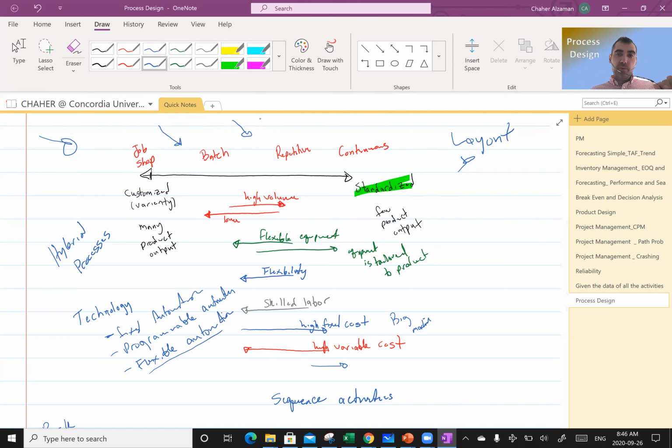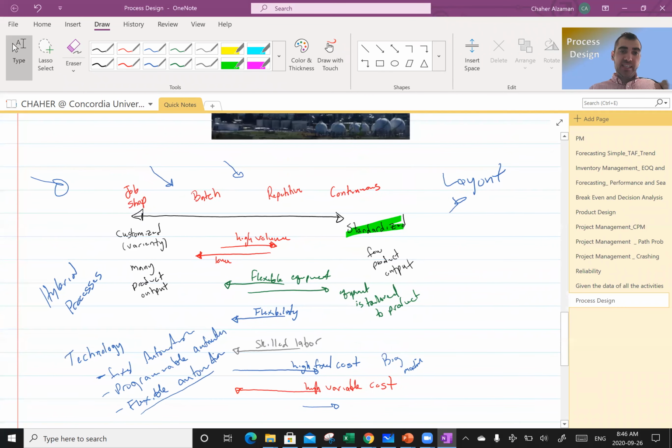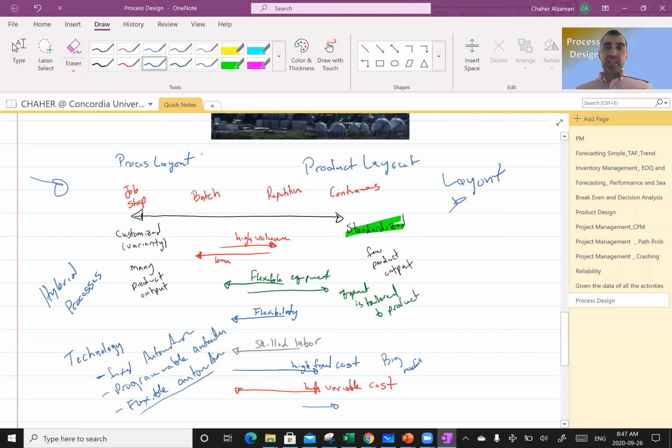So now, usually we could say that on the right, the repetitive and continuous are going to have a product layout, while on the left, it's going to be process layout. So a product layout is basically our layout has to do with the product.